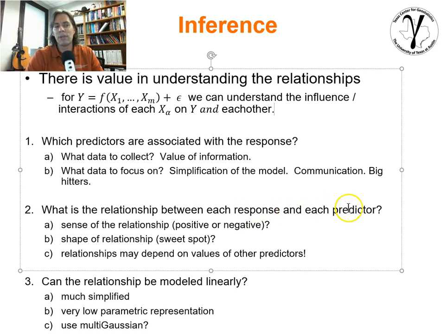What's the relationship between each of the response and each predictor? Sense of the relationship, positive or negative, shape of the relationship, are there sweet spots? Are there spots where things tend to result in kind of a local high or something? Relationships may depend on the values of other predictors, so it can become kind of complicated.